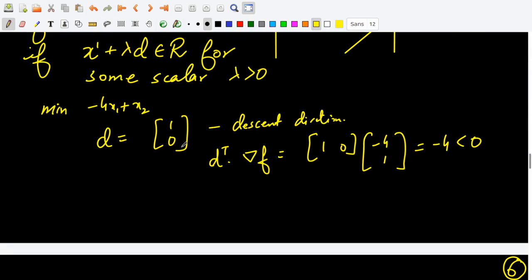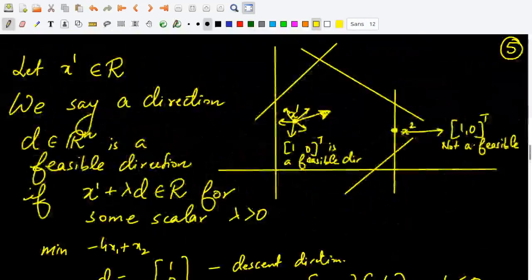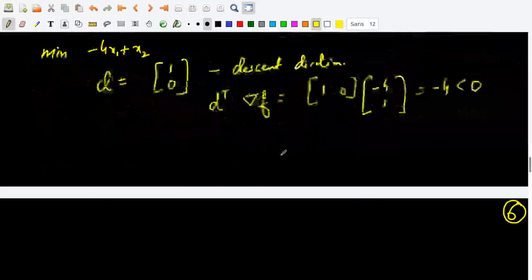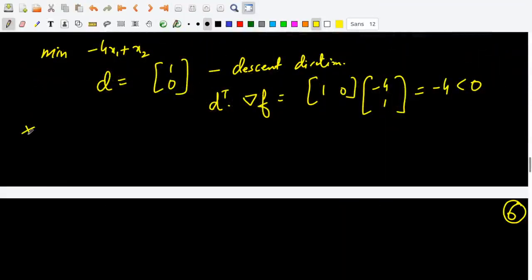Okay, so at x1 I have many descent directions, and I can take any one, and I can keep going, and we can easily see that in LP these descent directions are the same everywhere.